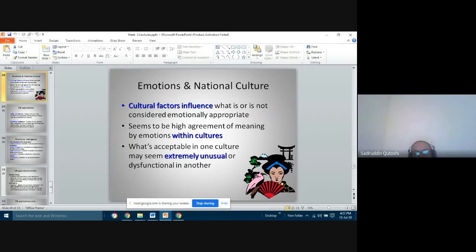Similarly, what's acceptable in one culture may seem extremely unusual, unacceptable or dysfunctional in another culture. So, for example, when we look at Western culture and Eastern culture in general, you can come across which kind of things are acceptable in Eastern culture and which kind of things are acceptable in Western culture. So you can see these emotions in the light of national or international cultural settings.